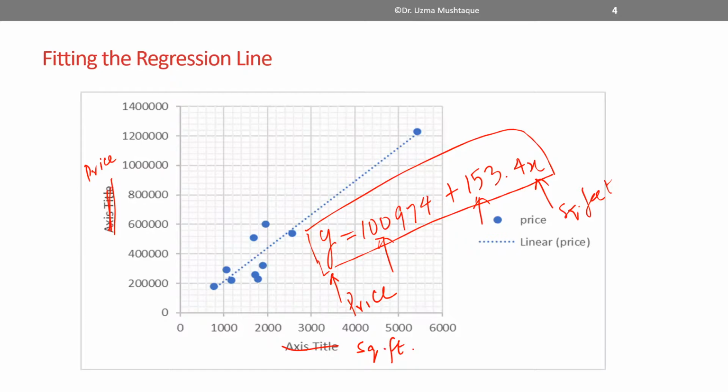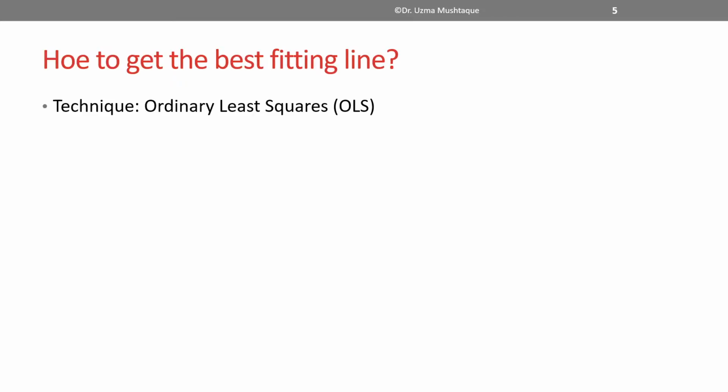So what is this equation and how do we get it? There are many ways, and the simplest possible way of getting this line is to imagine that we are trying to minimize the distance of the line to each of these points that are scattered around. This might sound a little hazy, but let's see what it exactly means. We're using a technique called ordinary least squares.